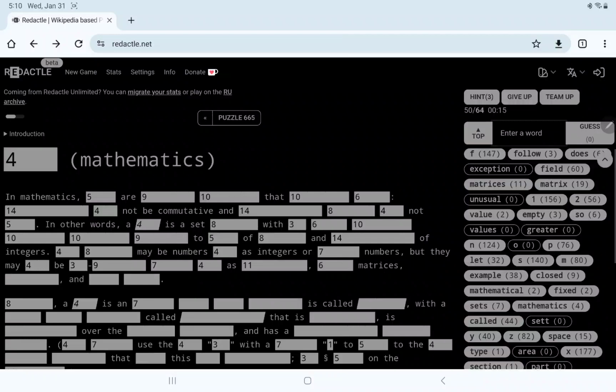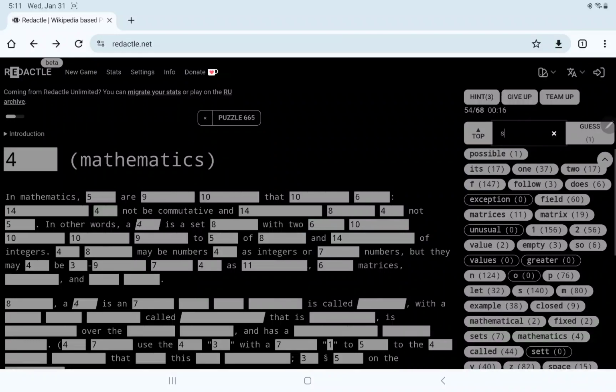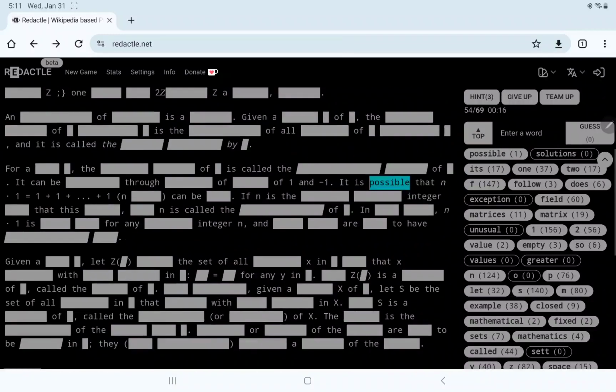Is a set 8 with its with what is that 3? How about 1, 2? With 2 something possible. How about solutions? No.